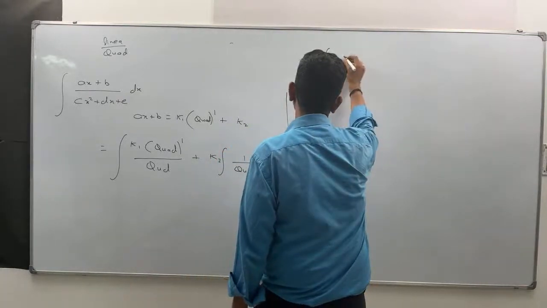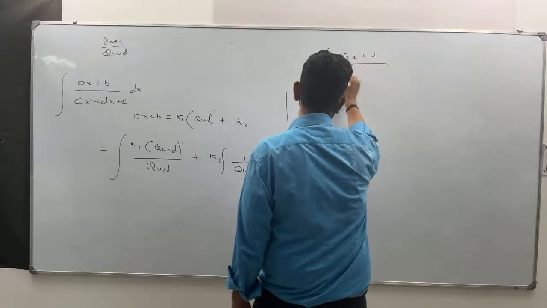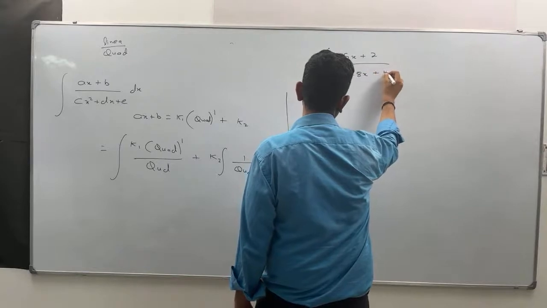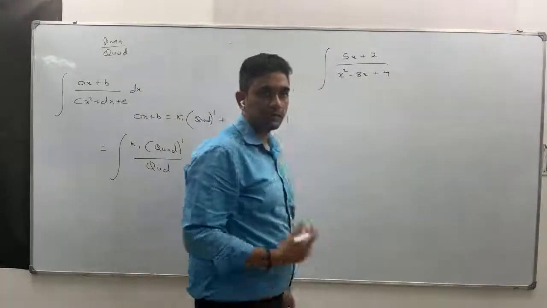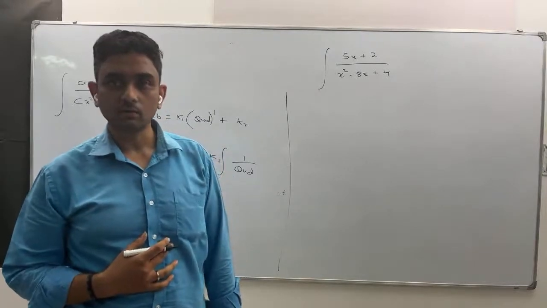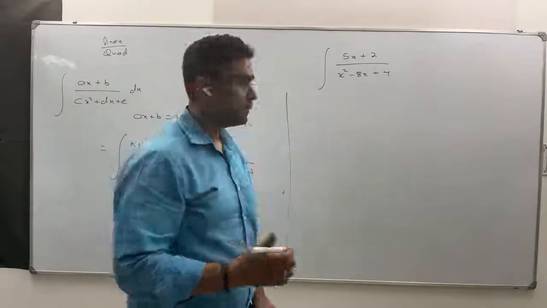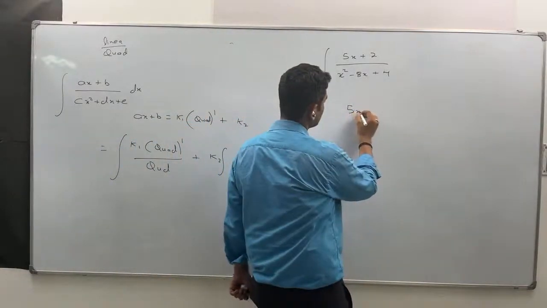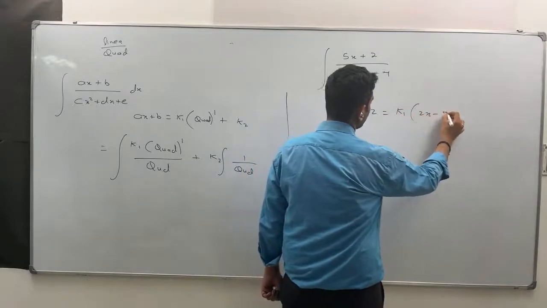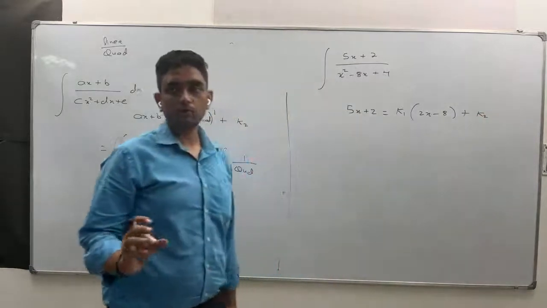So let us say I want to integrate this. I want to integrate 5x plus 2 upon x square minus 8x plus 4. Now what will be the derivative of the quadratic? 2x minus 8. Our aim will be to write 5x plus 2 as some k1 times 2x minus 8 plus k2. Now what should be k1?